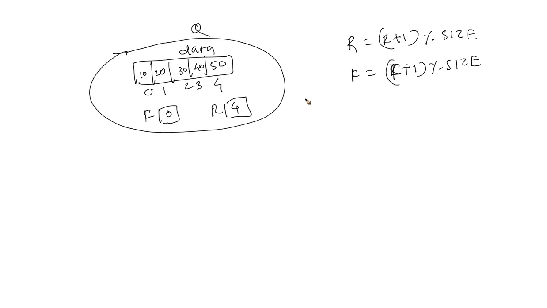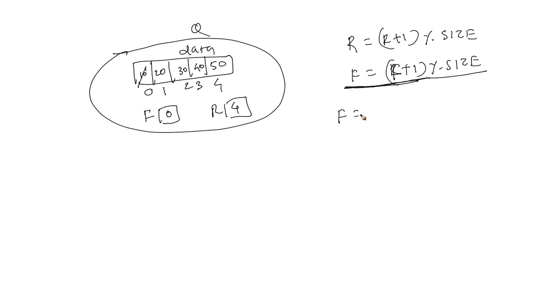Now let us say I perform some DQ operations. So what will I do? What do I do while performing DQ operation? I'll remove an element from 0 location, F location, right? So I'll remove this. F is 0, so 0 location I'll remove an element, and then I'll increment F. In case of linear queue, I incremented F like this using this formula. In case of circular queue, I'll increment F by using this formula.